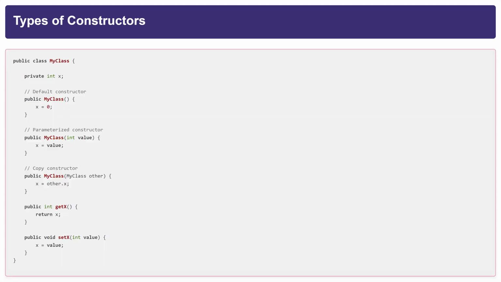In this example, we have a class called myClass that has three constructors. The first constructor is a default constructor that initializes the instance variable x with a value of 0. The second constructor is a parameterized constructor that takes an int value and assigns it to x. The third constructor is a copy constructor that takes another myClass object as a parameter and copies its x value to this object's x variable. The class also has getter and setter methods for x.